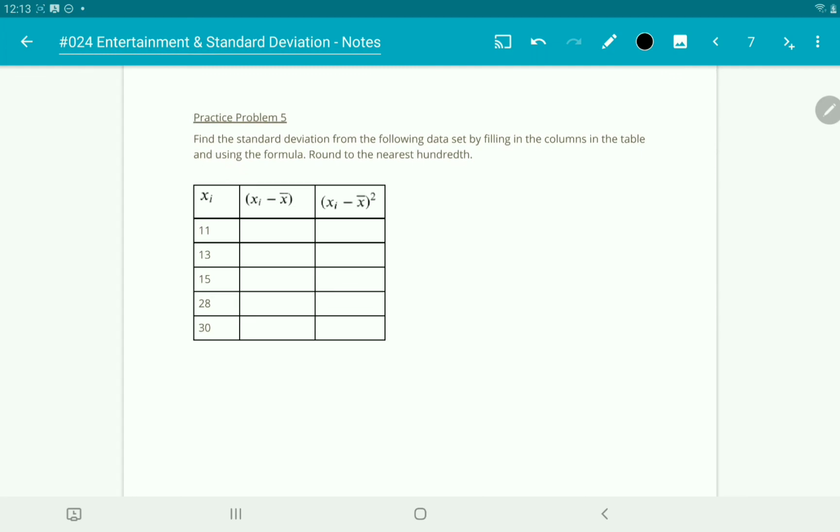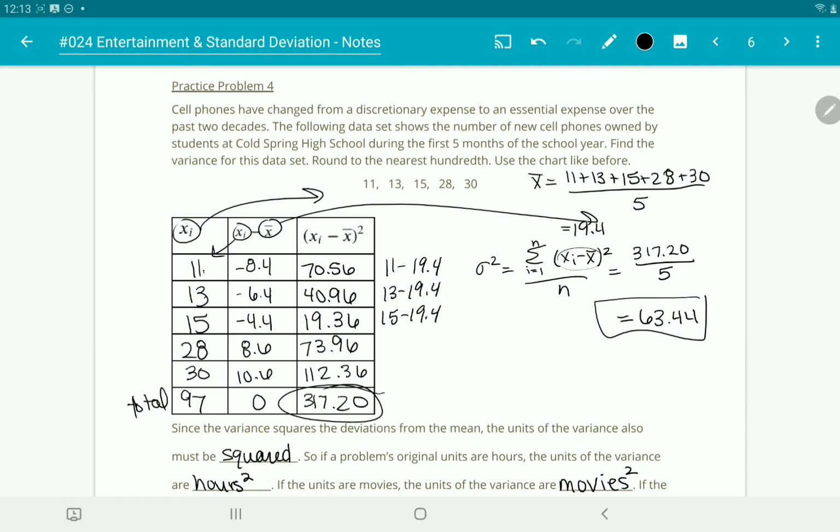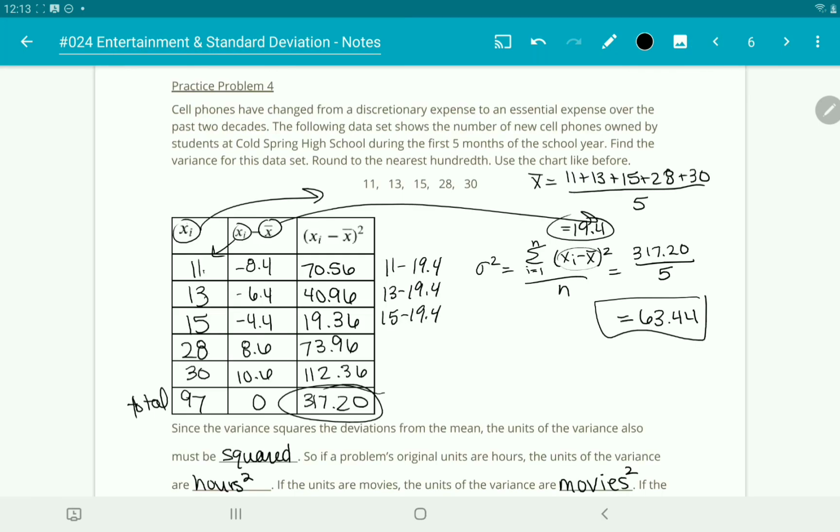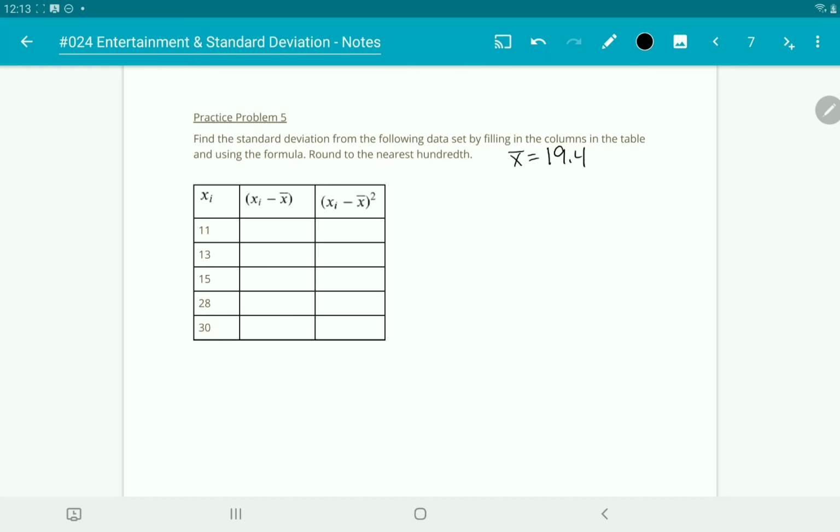So if we look at a different problem, finding the standard deviation from the following data set, I think this is the same as the one from practice problem 4. Yep. Okay, so we already found the mean as 19.4. So if we take 11 minus 19.4, we can just copy these numbers down. So we have 11 minus 19.4, 13 minus 19.4. We're just taking the number, subtracting the mean. So we get negative 8.4, negative 6.4, negative 4.4, 8.6, and then 10.6. And if we total all these together, we have 0 for those, again, because of the negative signs.